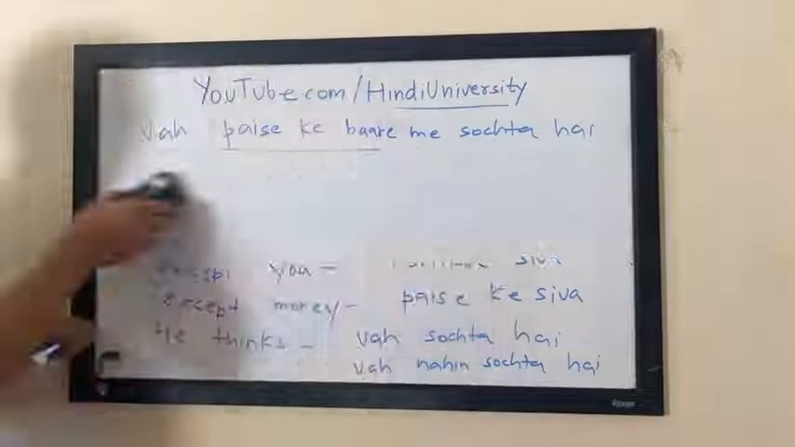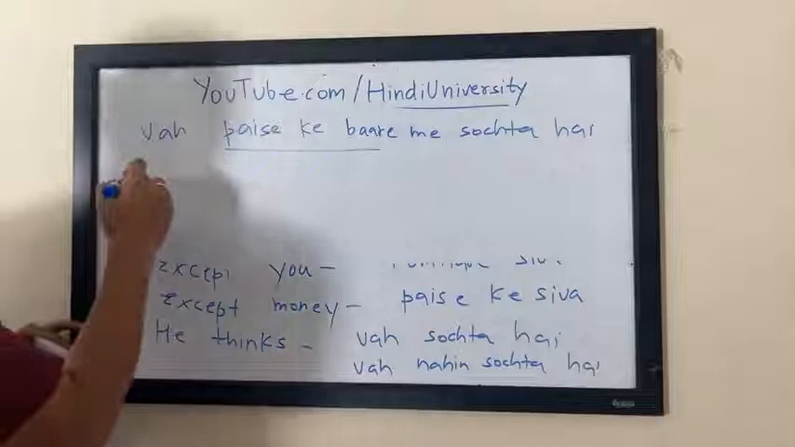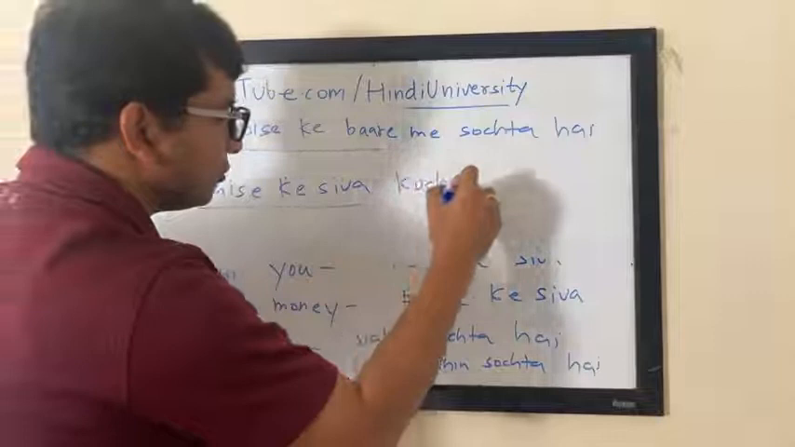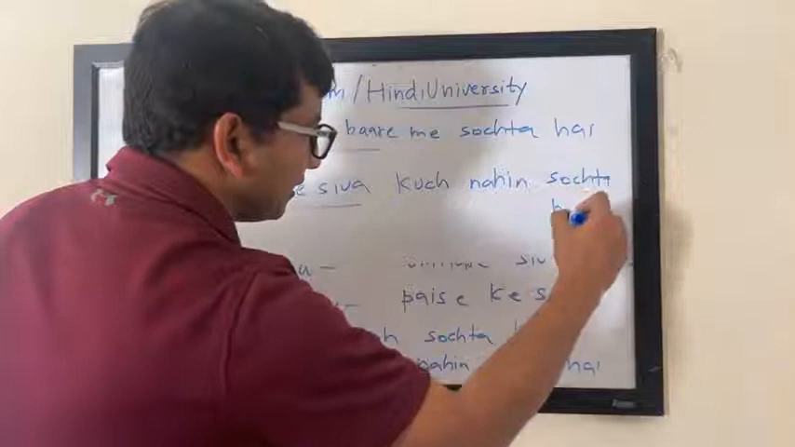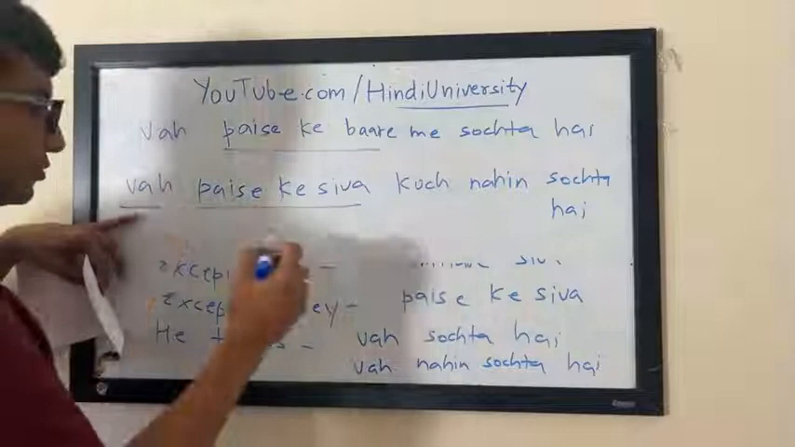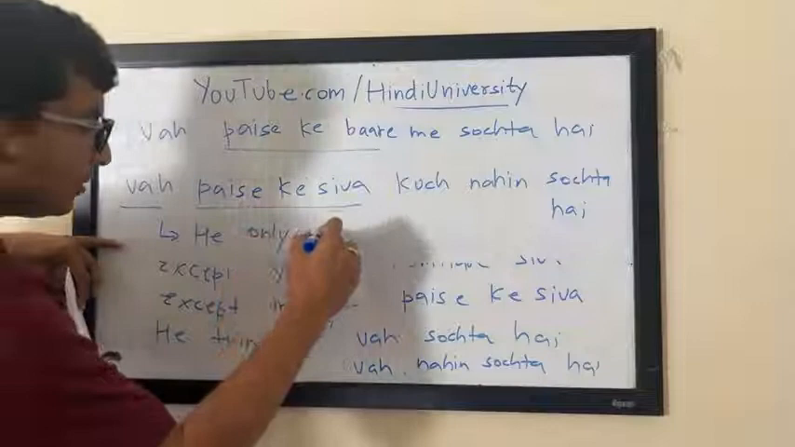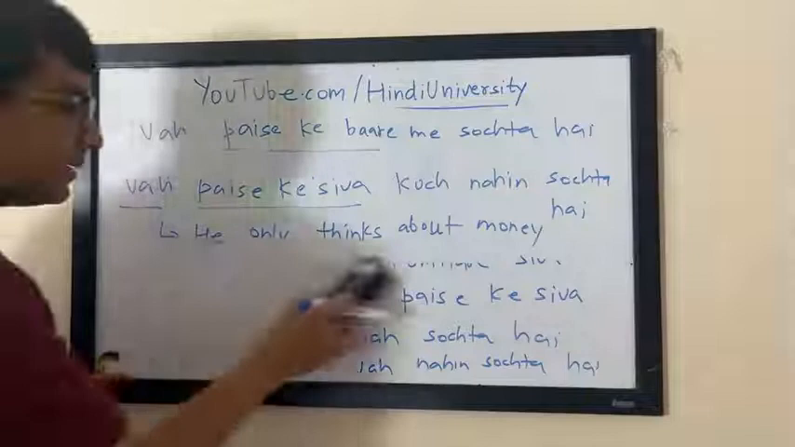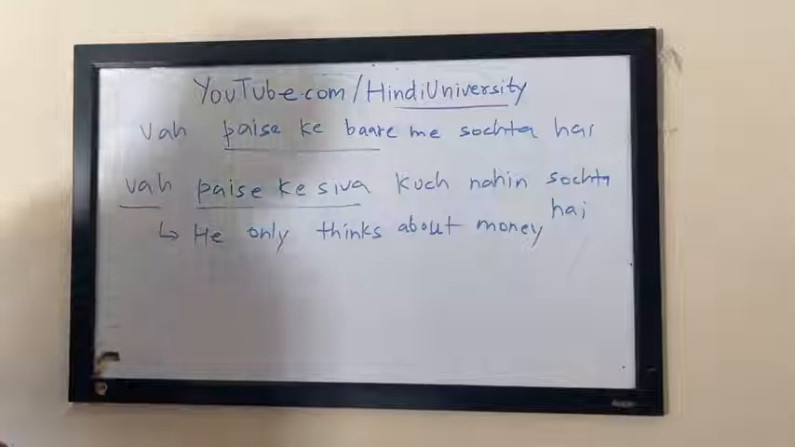But you will say वह पैसे के सिवा, because I want to use this term, right? पैसे के सिवा कुछ नहीं सोचता है. Okay? वह कुछ नहीं सोचता है. Basically, you're saying he only thinks about money. That's what you're saying, but by making a negative sentence, he doesn't think anything except money. That's what you are saying here, but it means he only thinks about money.